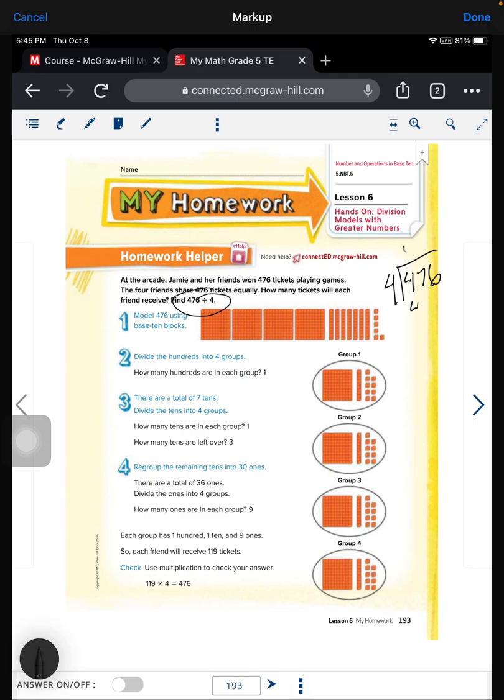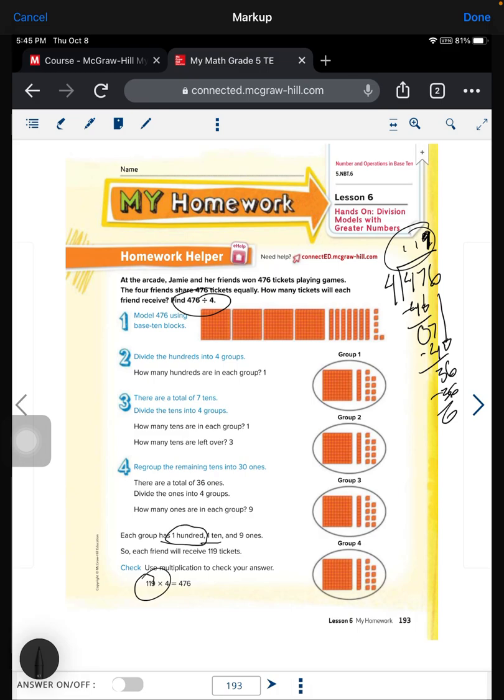4 will go into 4 once. 1 times 4 is 4. 4 minus 4 is 0. Bring down the 7. I want to see your arrows, please. 4 will go into 7 once. 1 times 4 is 4. 7 minus 4 is 3. Bring down the 6. And 4 will go into 6 9 times. Make sure that's a pretty 9. 9 times 4 is 36, and we've all worked it out. So, 119. Do you see that answer somewhere? Yep, 119. There we go.